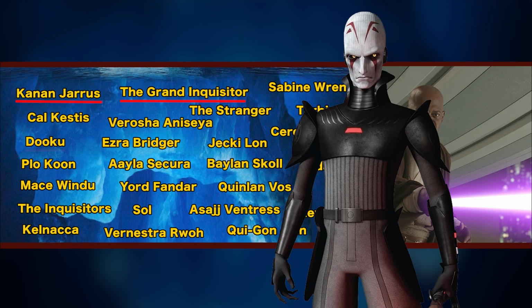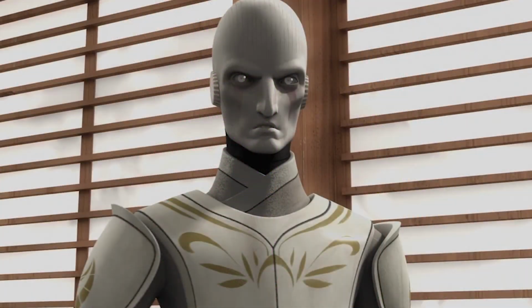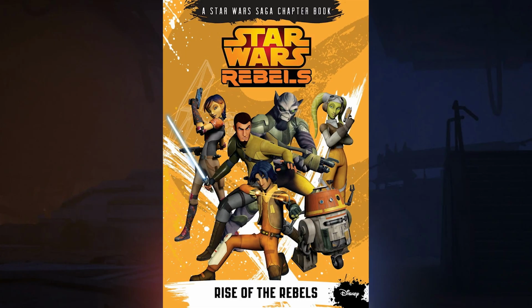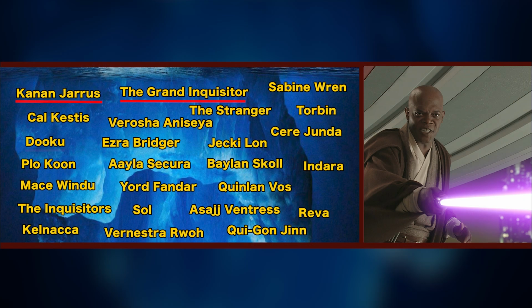Next is the Grand Inquisitor. He was a Padawan who was once a Jedi Temple guard, but after Order 66, he betrayed the Jedi and became an Inquisitor. His first appearance was initially in Rise of the Rebels, on a poster, but this was retconned, with him now being one of the Temple guards who brought Barriss Offee before Chancellor Palpatine.